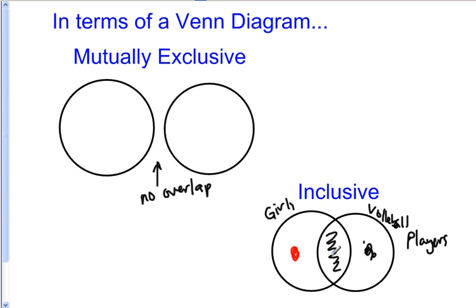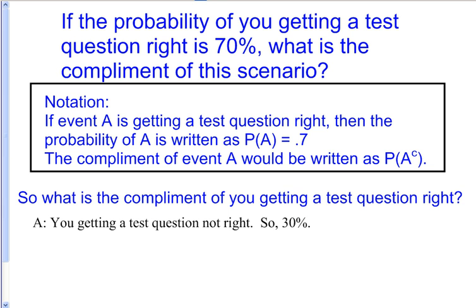So inclusive events are things that can overlap. All right. So we've got definitions down. We've got inclusive, overlap, mutually exclusive, do not overlap. And then the first thing we talked about was complement, which meant it's basically 100% minus your event.